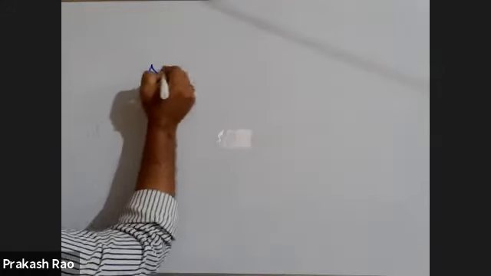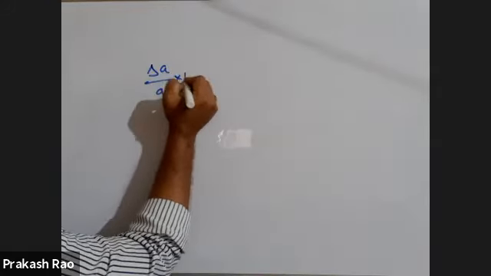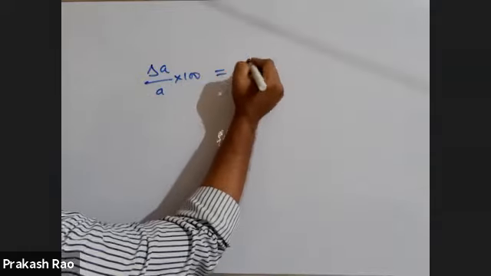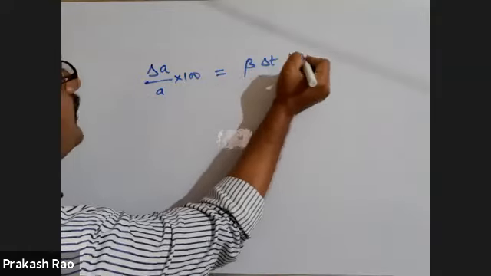Question number 11. The coefficient of linear expansion of a metal is 1 into 10 power minus 5 per degree centigrade. The percentage of increase in area of the square plate of that metal when heated through 100 degree centigrade is: percentage of change in area, delta A by A into 100, is equal to beta into delta T into 100.